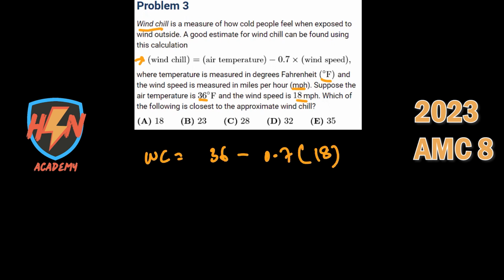Now we are not allowed to use a calculator in AMC 8, so we'll have to do this calculation mentally. Now 0.7 times 18, well, 18 times 7 is 126, divided by 10 gives us 12.6. So it will be 36 minus 12.6. Well, 36 minus 12 is 24, so that means this should be 23.4. Okay, so the closest answer is B.